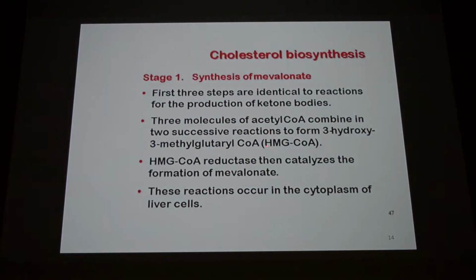So we will focus on step 1, which has the same steps as the formation of ketone bodies. This means that we have 3 acetyl-CoA that will combine, so it's a condensation reaction, to form 3-hydroxy-3-methyl-glutaryl coenzyme A, HMG-CoA. Then the HMG-CoA, in the presence of a reductase enzyme, will catalyze the formation of mevalonate. These reactions occur in the cytoplasm of the liver cell.